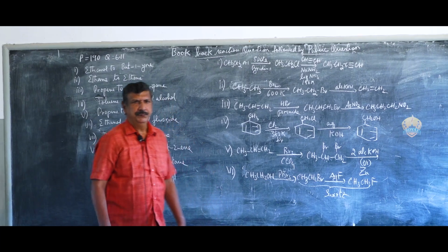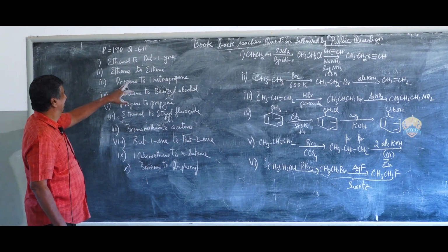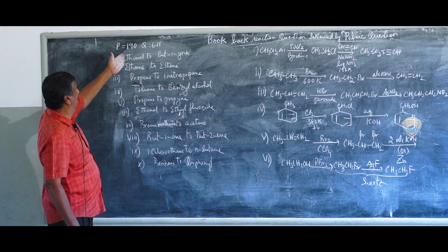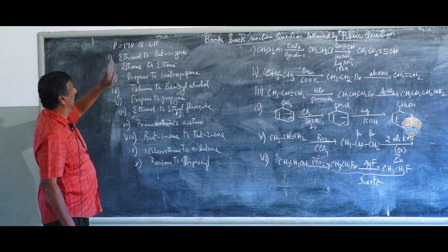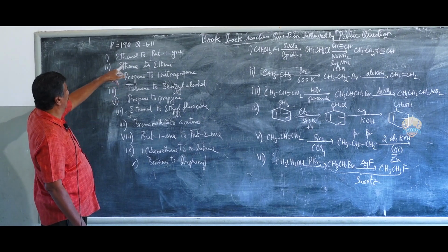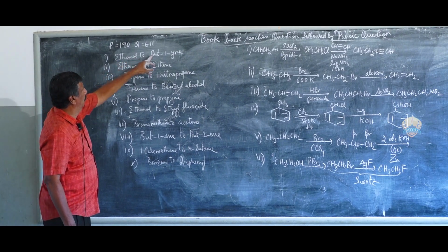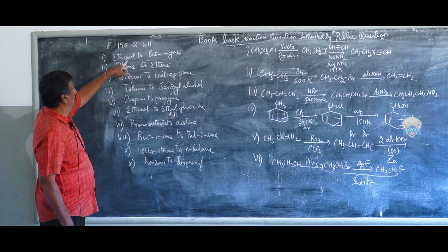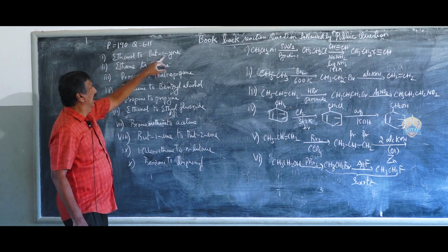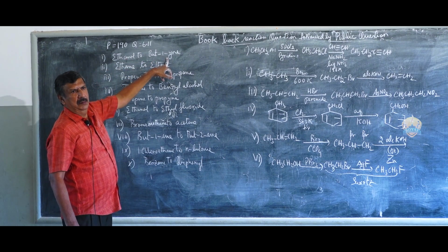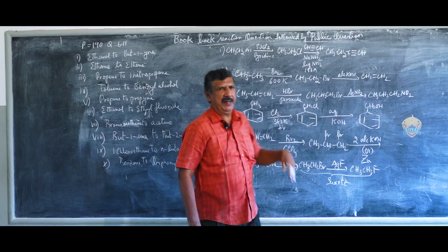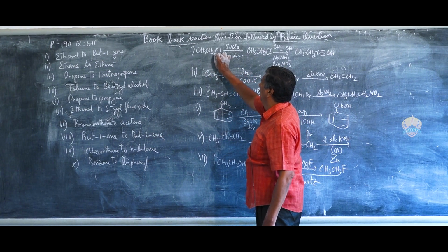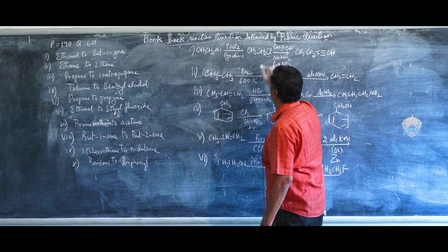Well, now we are going to the next conversion, which is given here, page number 190, question number 611. This is the first question, ethanol to but-1-yne. We have 2 carbons here, and here we have 4 carbons. So, I am using this type of reaction. First I am using SOCl2, and the OH will be converted into Cl.